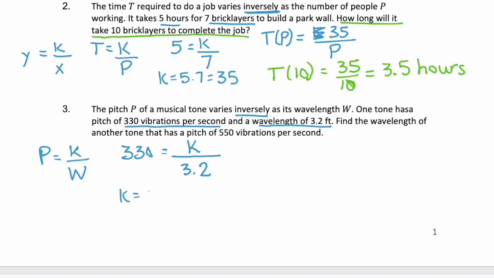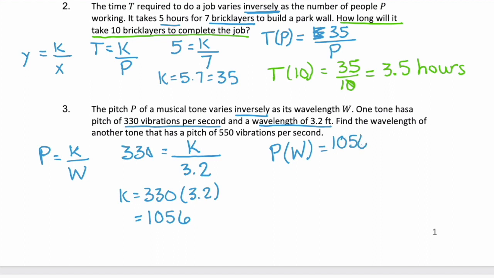Well, K is going to be equal to 330 times 3.2, so our constant is 1056. So our function will be P of W equals the constant 1056 over W. Now we're asked to find the wavelength. We have to find W of another tone that has a pitch of 550 vibrations per second. So we know that P is 550, and we need to find W.